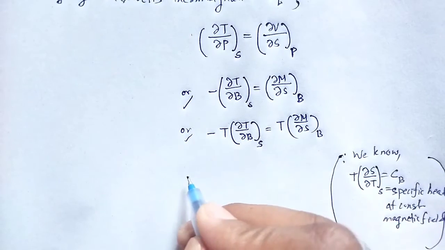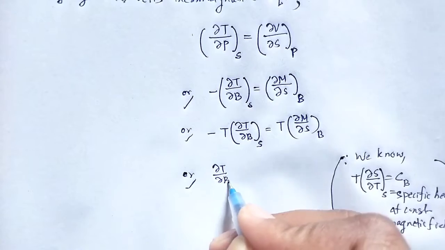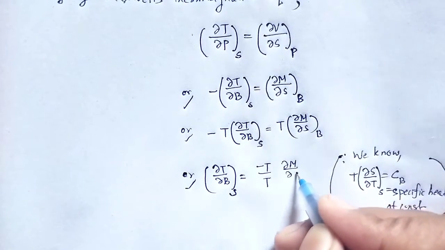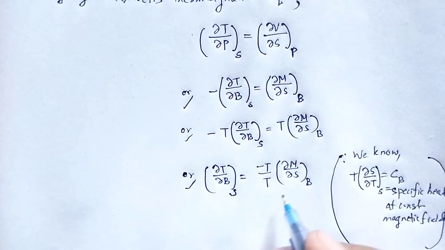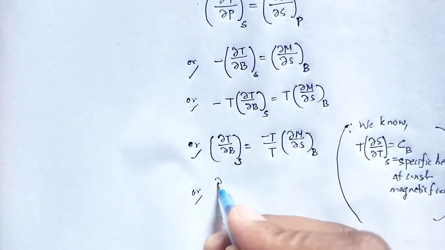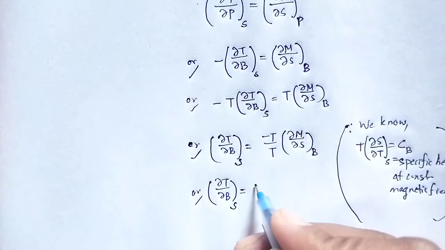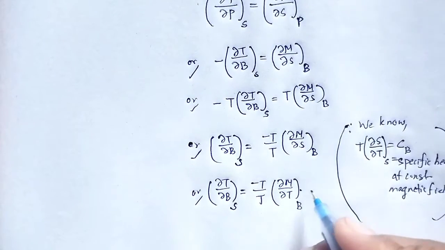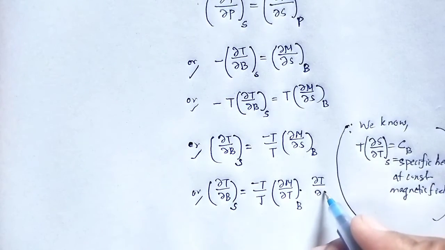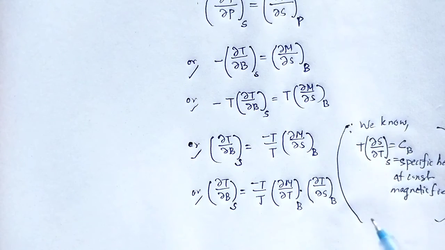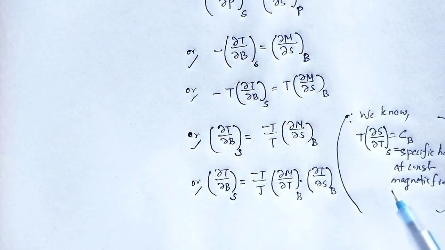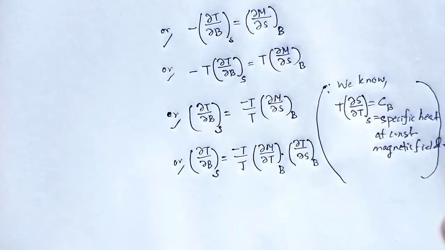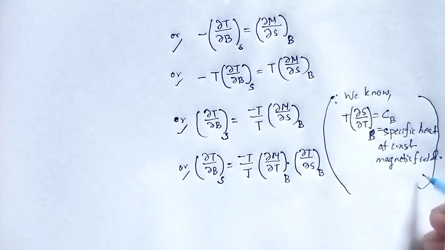So here del T by del B at constant S, T is divided here, so minus T by T del M by del S at constant B. Now I take the chain rule here: del T by del B at constant S is minus T by T, using the chain rule, del M by del T at constant B and del T by del S at constant B. So T del S by del T at constant B is the specific heat at constant magnetic field.